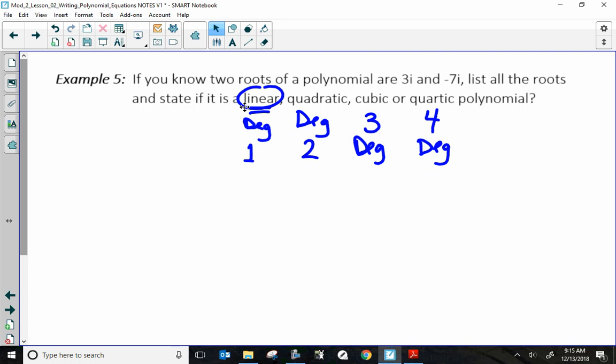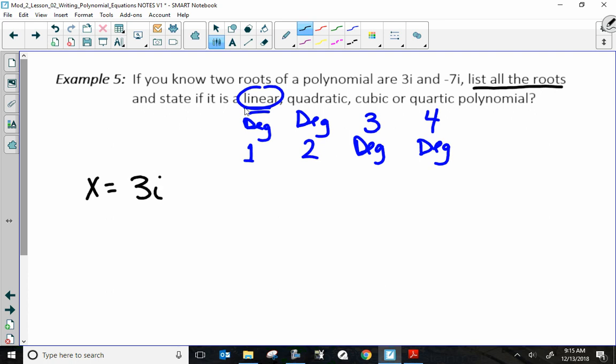Notice it doesn't tell us to write the equation of a line or a polynomial. We don't need to do that. You can, but that would be a lot of work. First, let's do the first task that they're asking us. Let's list all the roots, okay? So x equals, I know x equals 3i. I know x equals negative 7i, so maybe it's degree 2. There's 2 solutions, and however many solutions I have, that's my degree, hint, hint.